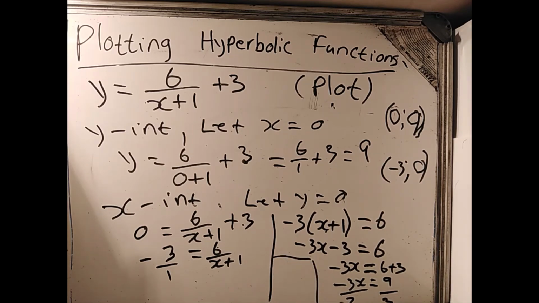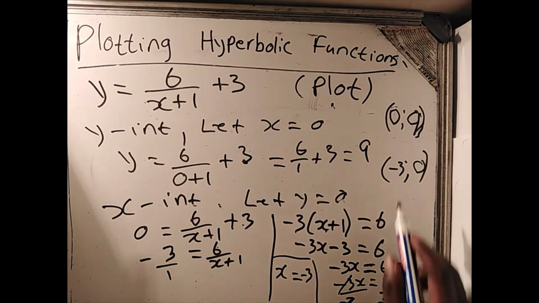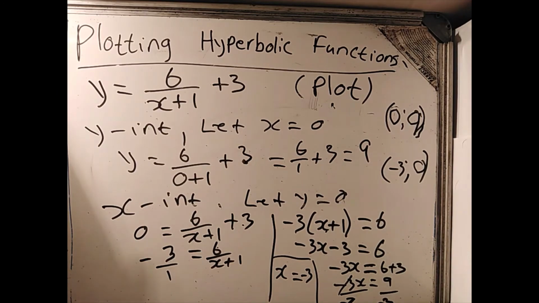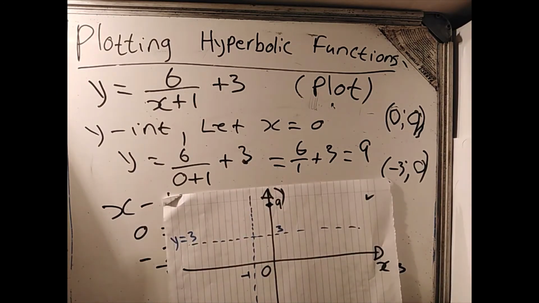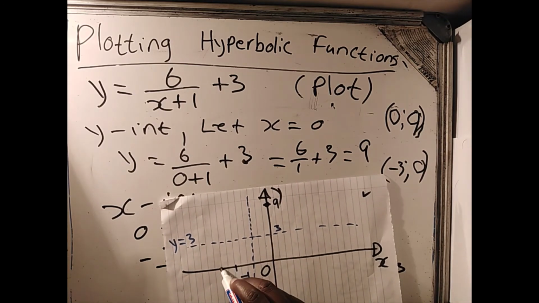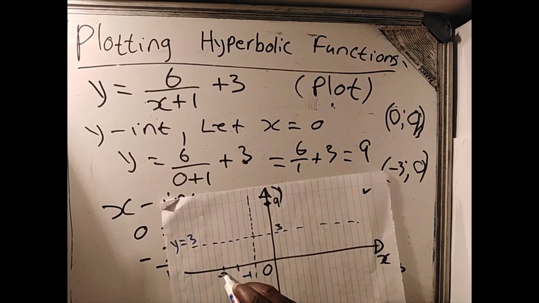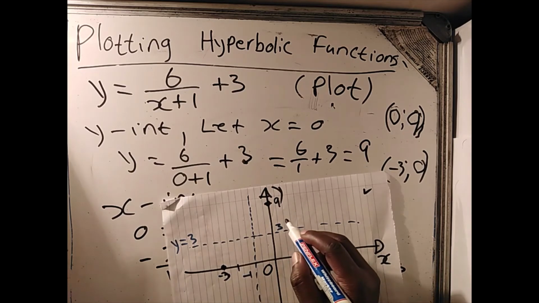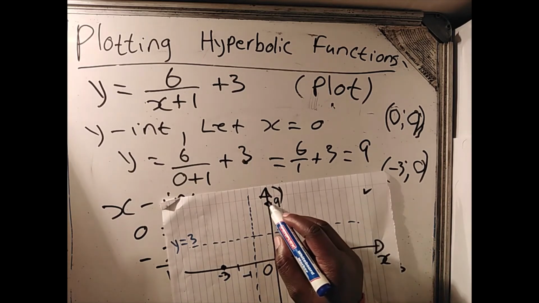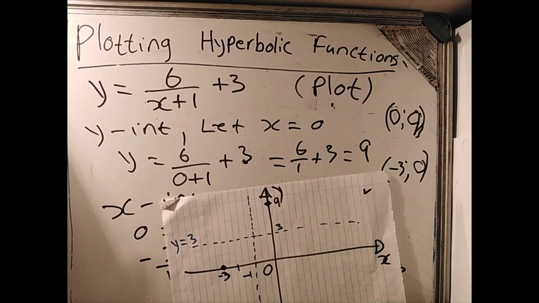You end up with minus 3, cancel this, and then x is going to be 9 divided by minus 3, you're going to get minus 3. So that is how you get this value. And then you go back to your graph, and you will have another point. This was minus 1, I think minus 2 is somewhere here, and then minus 3 is here. This is going to be your x-intercept. So the x-intercept is going to be here, and your y-intercept is going to be here.